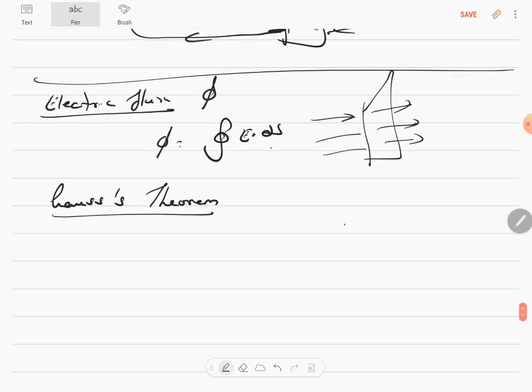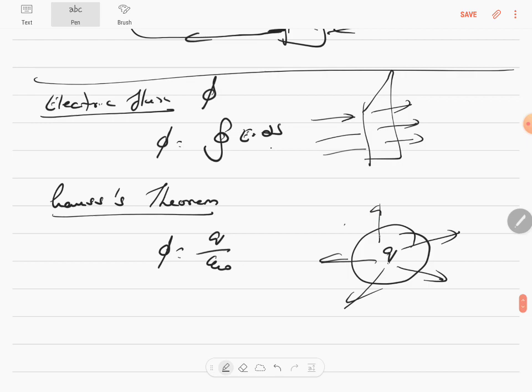According to Gauss, flux is nothing but Q by epsilon naught, where Q is the source charge. Supposing you have an electric field produced by the source charge, the electric field lines, if it's a positive charge, will emerge out. The flux is these lines coming out normal to the surface. Epsilon naught, as you know, is the absolute permittivity.